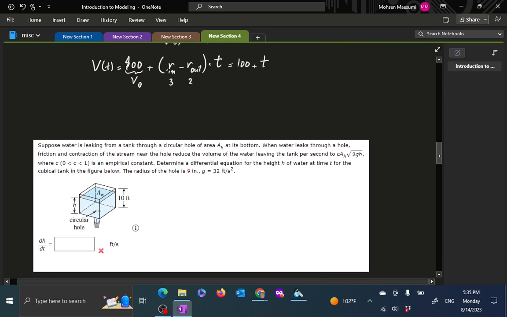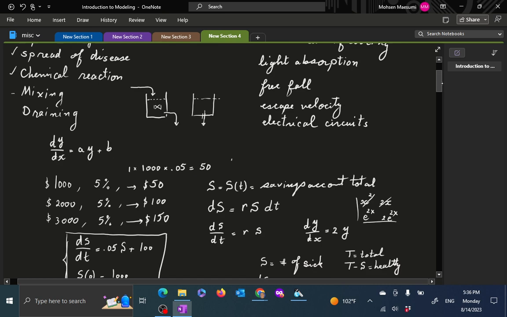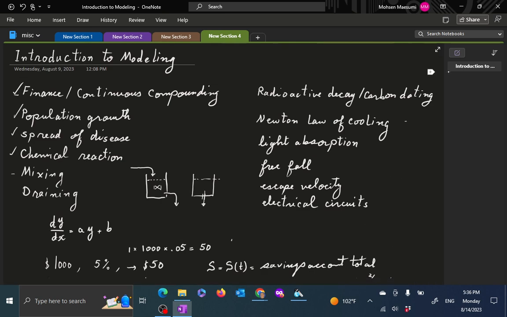Okay, the next problem that we have in mind here, so we did the mixing problem. How about the draining problem? The draining problem has to do with just letting a tank drain on its own. That is, you're just using gravity to drain it.